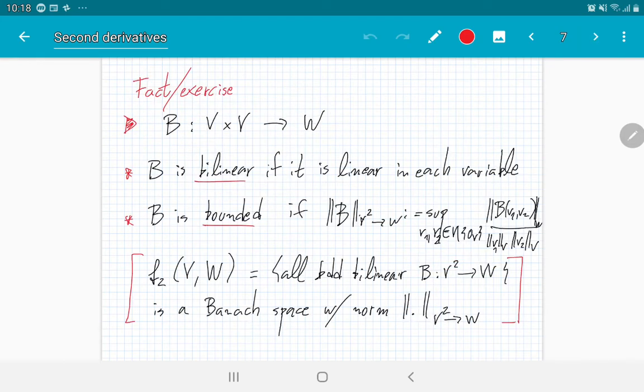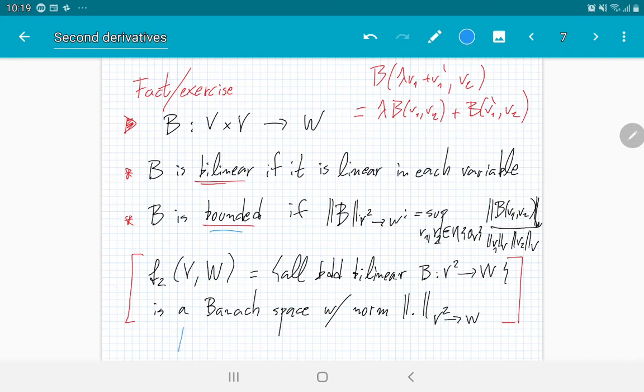First of all, let me remind you of what bounded bilinear mappings are. First you have this map from V times V to W. It's bilinear if it's linear in each variable. So if I look at V1, V1 prime, V2, then you get a linear combination. And the similar thing if you change the second variable, if the second variable is a linear combination. That's bilinear. What does it mean to be bounded? Well, it means that this norm here is finite.